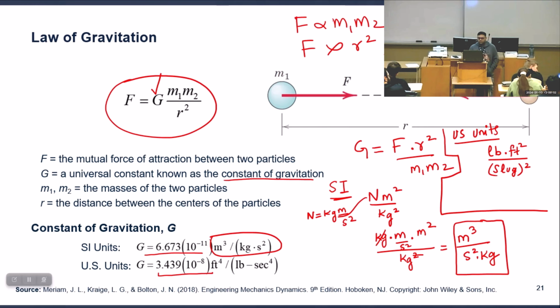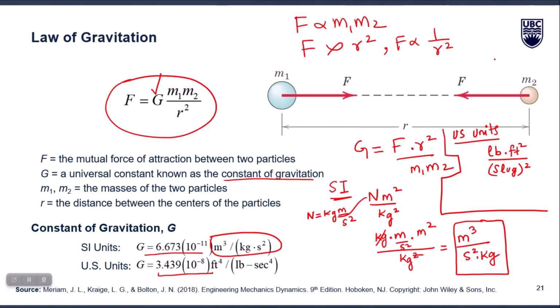But now again we know that slug can be written in terms of other base units, and let's quickly do that. We know that F is equal to ma, so mass is equal to force divided by acceleration, and force in US units is in pound, acceleration is in feet per second square, so second square will go up, right? So pound second square per feet, that is equal to 1 slug.